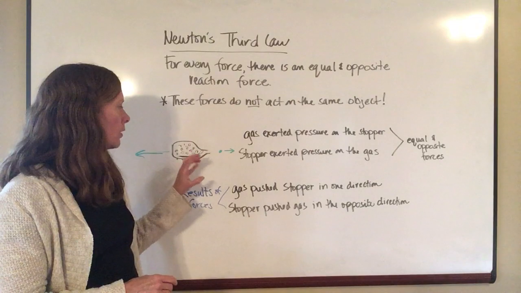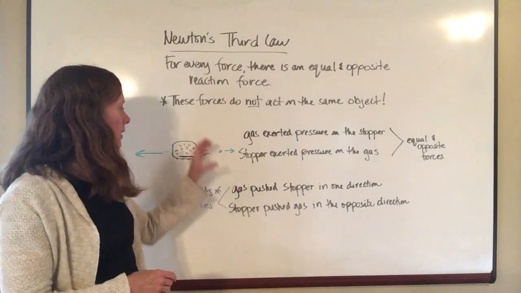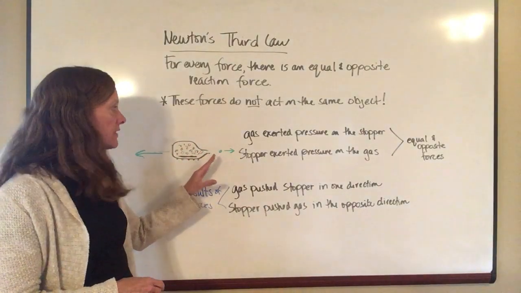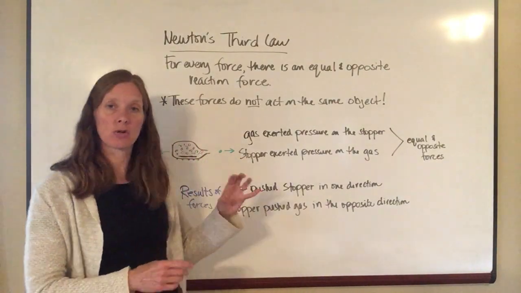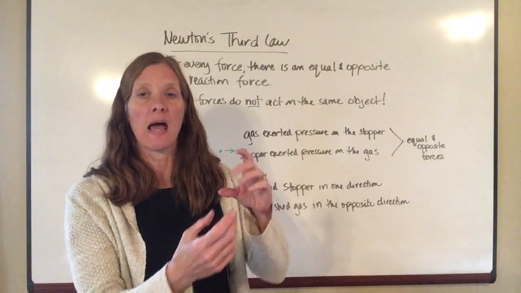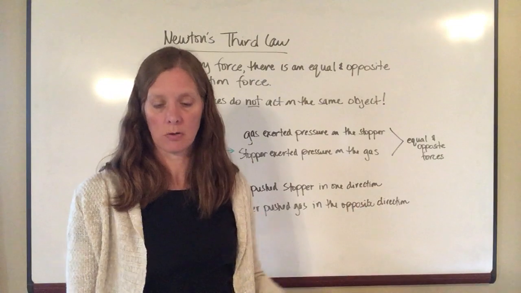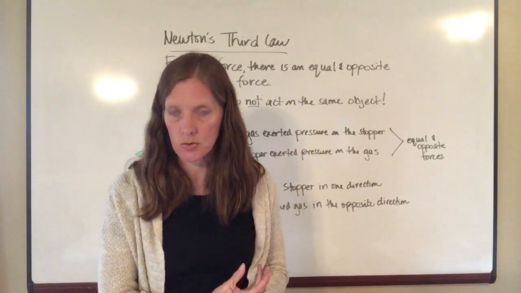because a rocket will burn a lot of fuel very, very quickly, creating a hot gas, and then the gas exerts a pressure on the rocket, the rocket exerts a pressure on the gas, and so the rocket ends up going one direction and the gas will go the other direction. Okay, so that's how rockets fly as well.